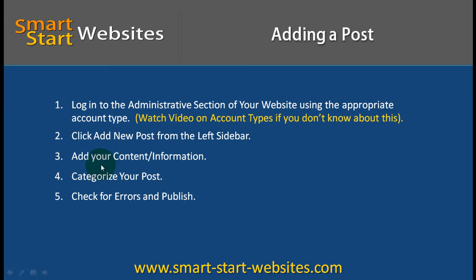Beyond that, it's very much like a word processor in the sense you'll just be adding content and information. You'll be required to categorize your post. So whatever you've added information about, whether it's a recent project or general news, you want to put it in the right category so it gets filtered through the WordPress system properly. And then as a final step, just check for some errors and click the Publish button. And we'll demonstrate all of that right now. It's a very simple process.